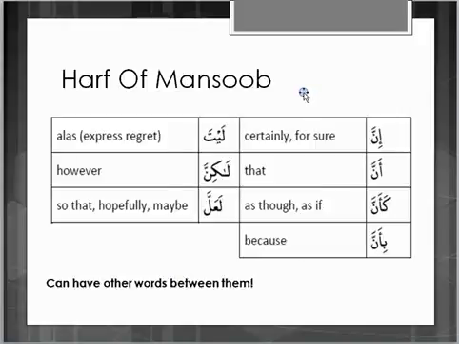So there are 7 harf of mansub. You will always find there are 6. We have added an extra one. It is also harf of mansub, but the first 6 are important. This one is not so necessary, but these are the main ones. Inna, certainly, for sure. Anna, that. Ka'anna, as though, as if. Bi'anna, because. Laita, alas. Lakinna, however. La'alla, so that, hopefully, maybe.